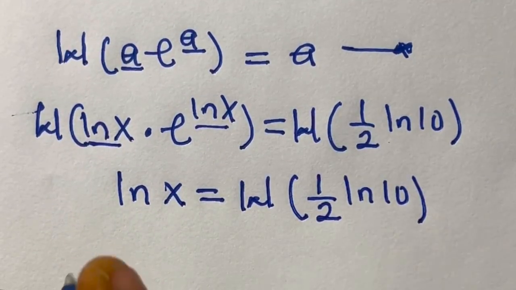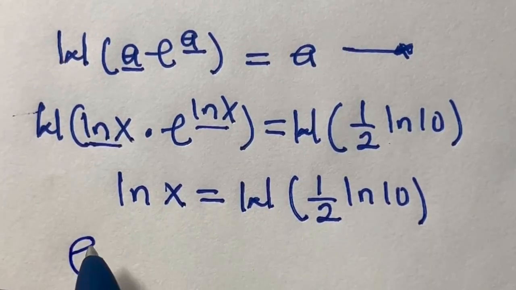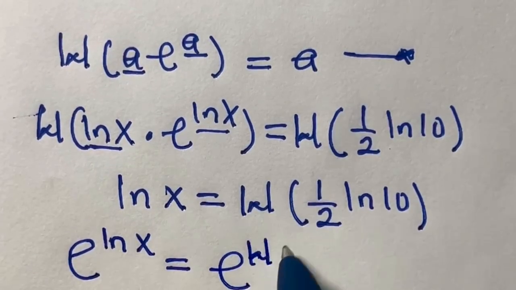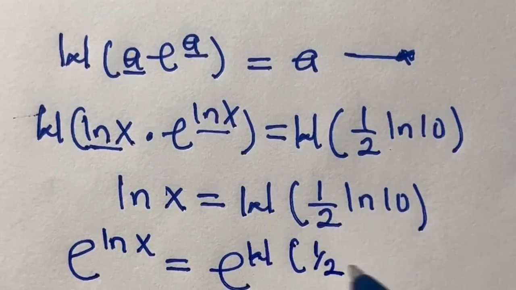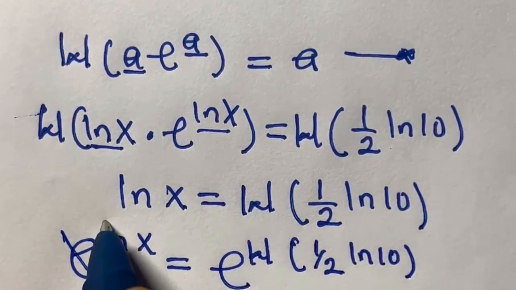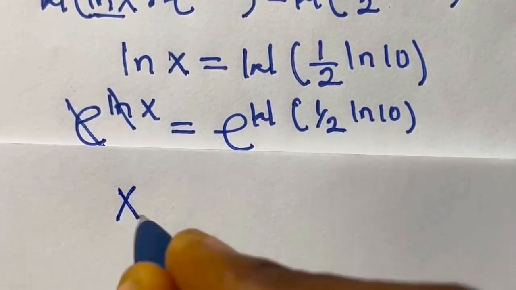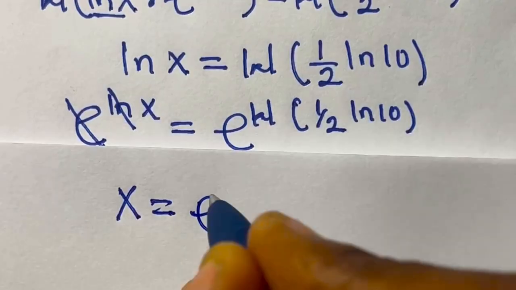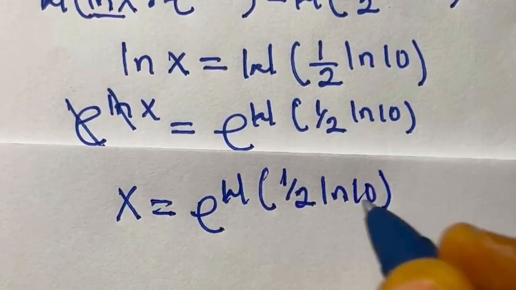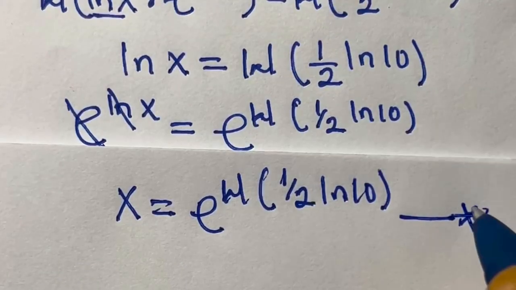So now if we introduce exponential to both sides, we will have exponential ln x equals exponential the Lambert function of 1 divided by 2 ln 10. This implies that we cancel out this ln, so we will have x equals exponential the Lambert function of 1 divided by 2 ln 10. Let's note this also as equation star.